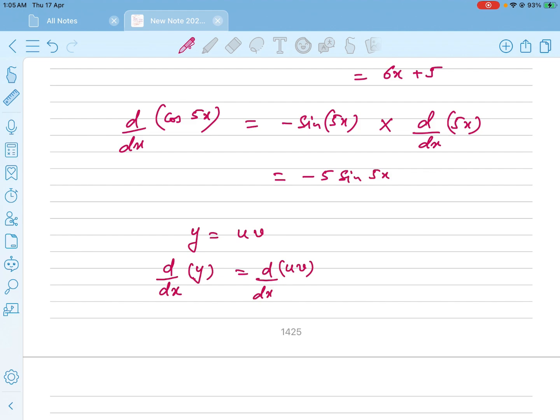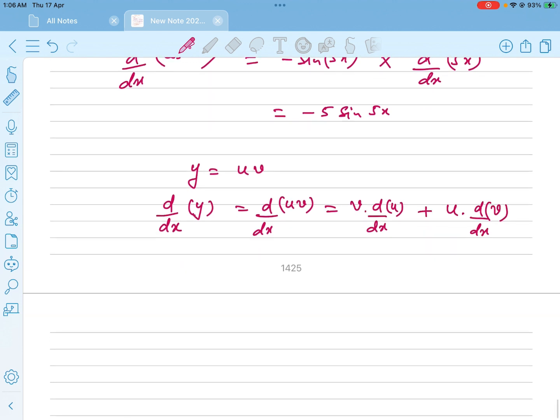Now if you have a scenario something like this, what we do is we find out the derivative of the first function and we keep the other function intact. Okay, let me write it like this. So we write v times derivative of u. So we find the derivative of u, whatever is the result, we multiply it with v, plus u times derivative of v. Okay, as simple as that.